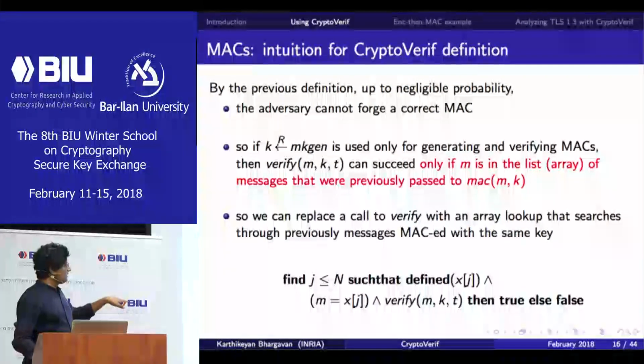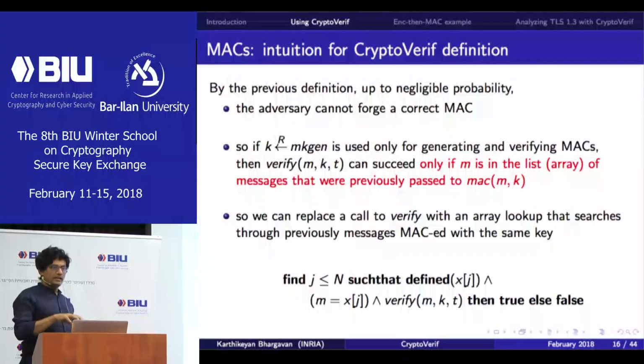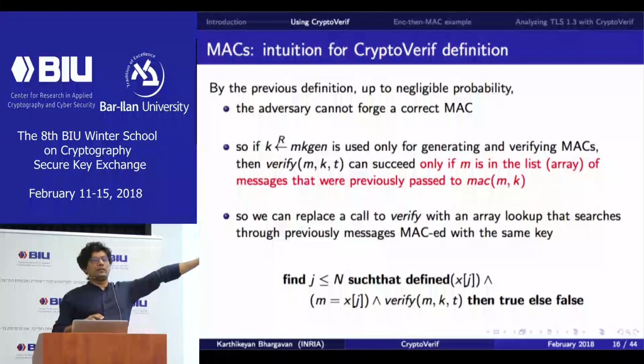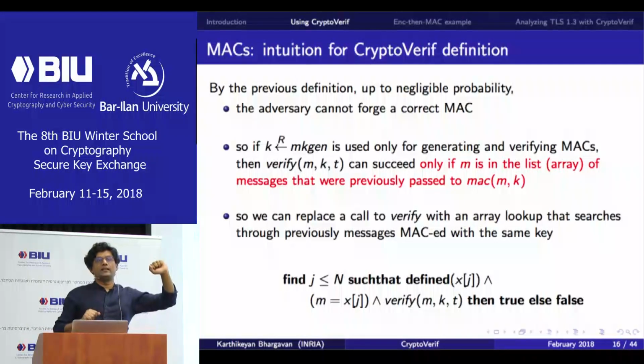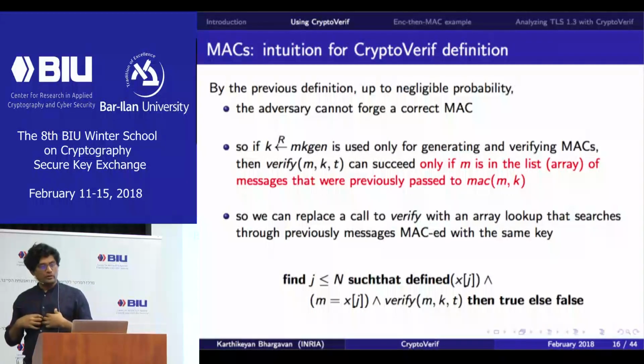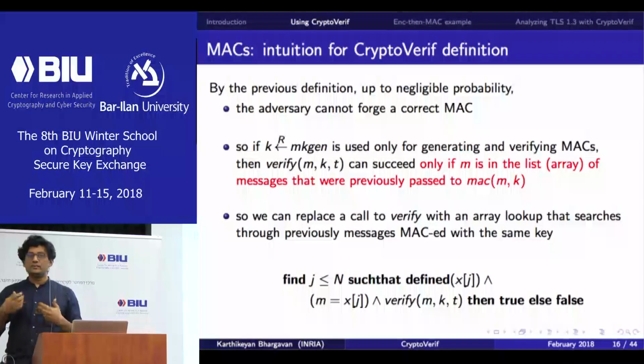So in CryptoVerif, there is a way in which you can query, from one process, the values that were assigned in a different process. Now this kind of query is not something that you will ever use in a protocol model, but this is something that appears while you're doing the proof.